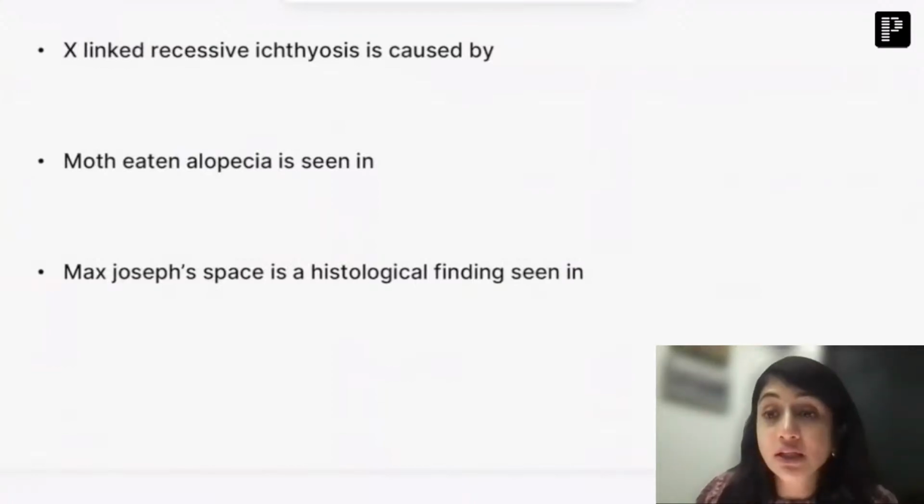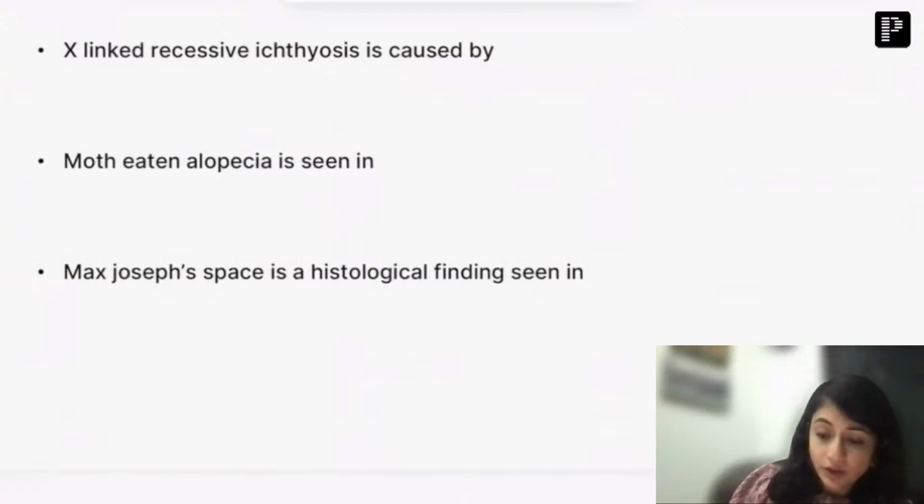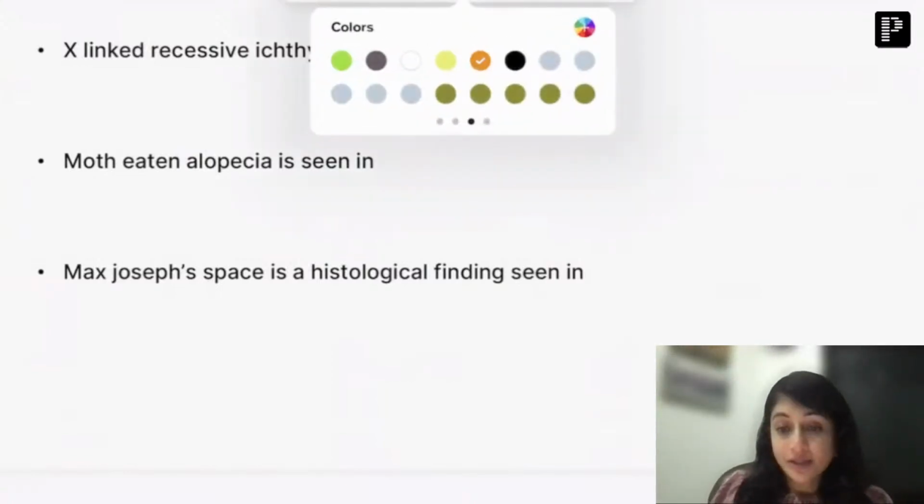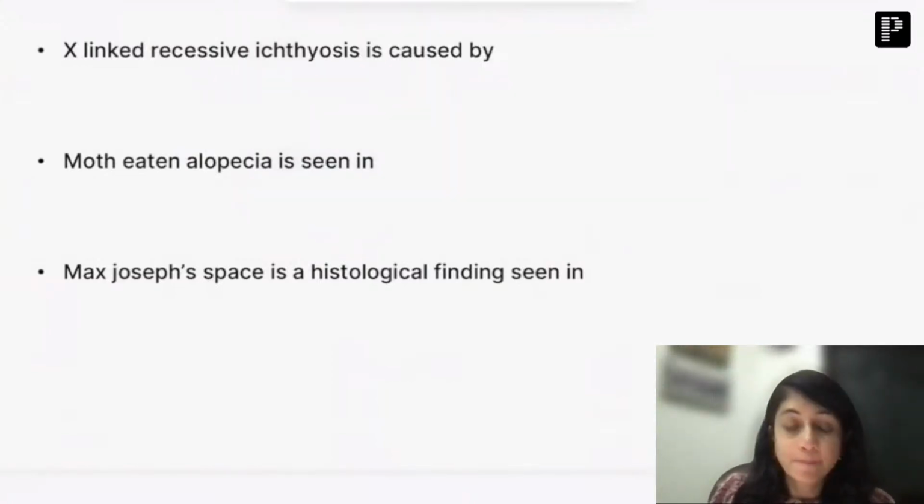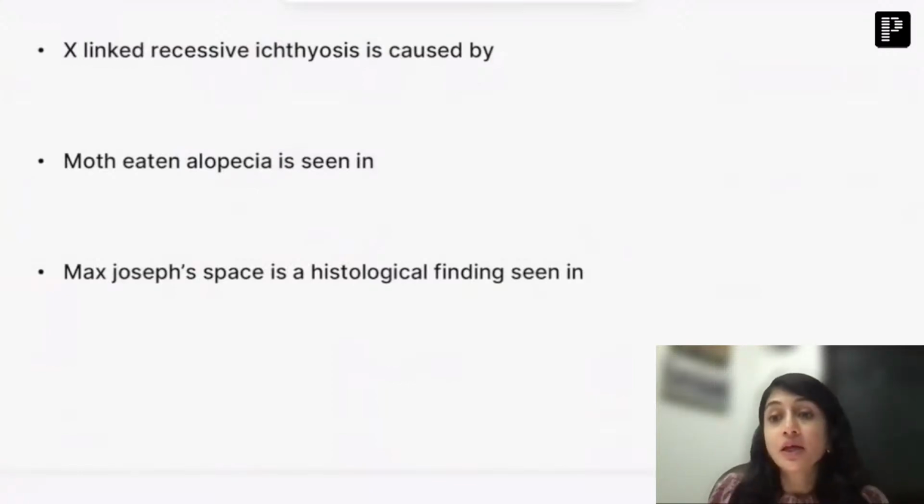X-linked recessive ichthyosis is caused by... So where is the defect in XLRI? So the defect in XLRI is, yes, there is a scab which is present in malignant pustule. You're right.